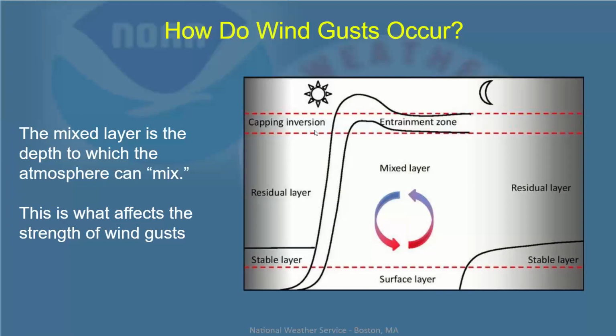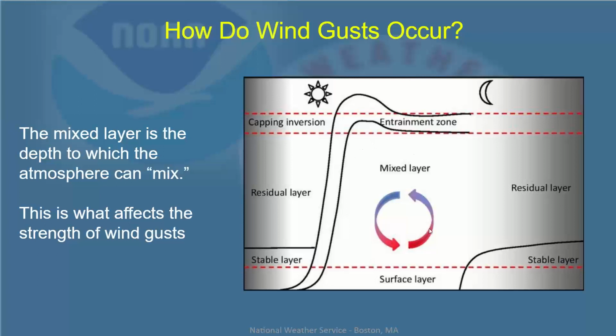So how do the gusts occur? What we call the mixed layer. That's the depth to which the atmosphere can mix, and this is what affects the strength of our wind gusts. So in the morning or nighttime, we tend to have an inversion. So the mixing layer is pretty much gone. But during the daytime, as the sun heats up the atmosphere, the mixing layer gets deeper and deeper. It can get up to 5,000 feet, 6, 7, 8,000 feet sometimes. And the higher the mixing layer, the higher those winds can mix down at that level.